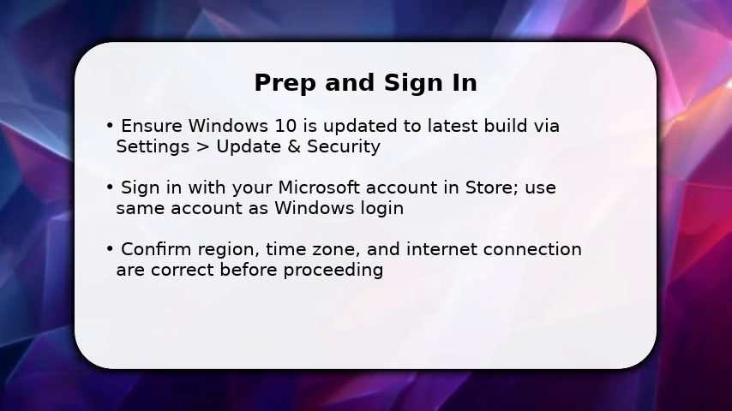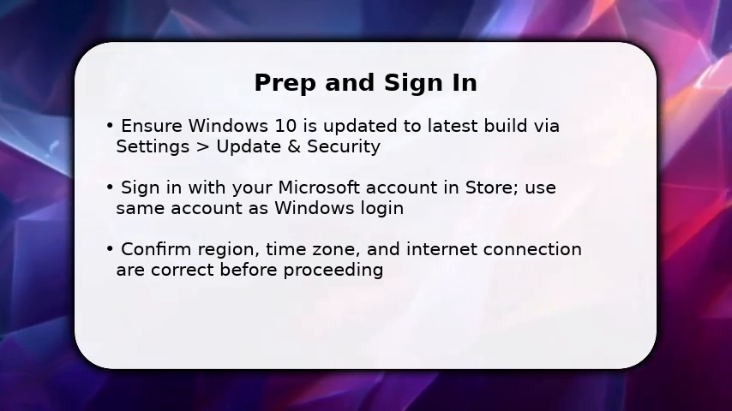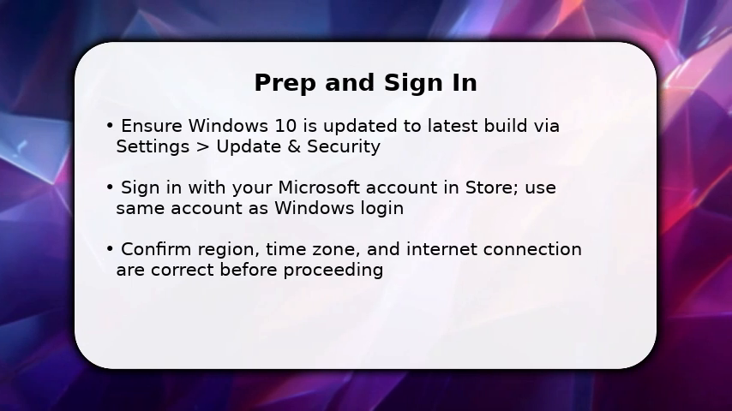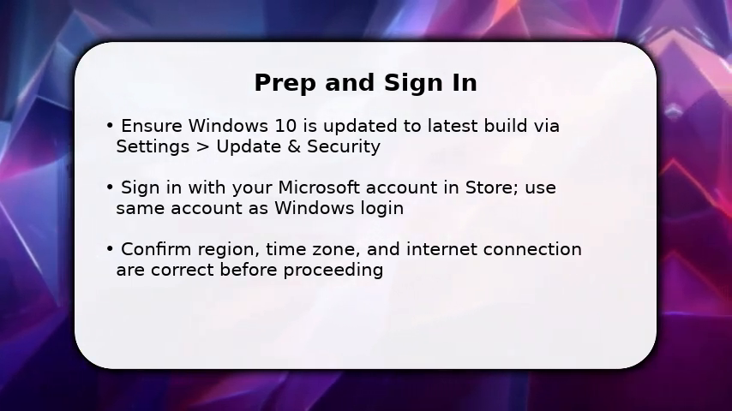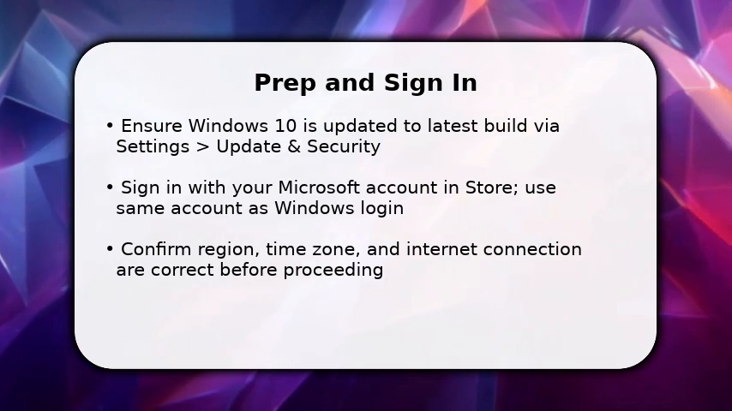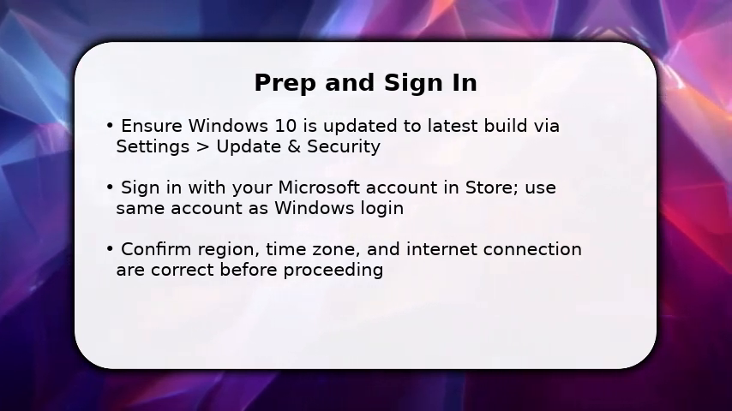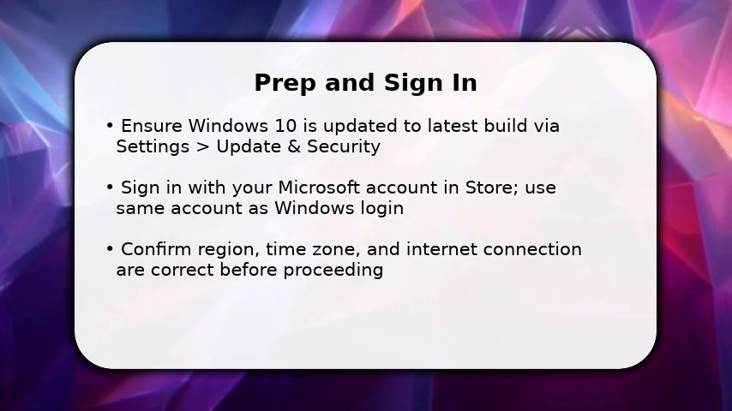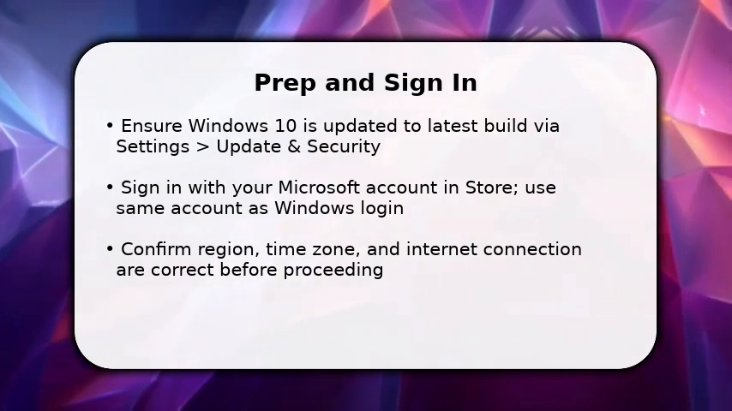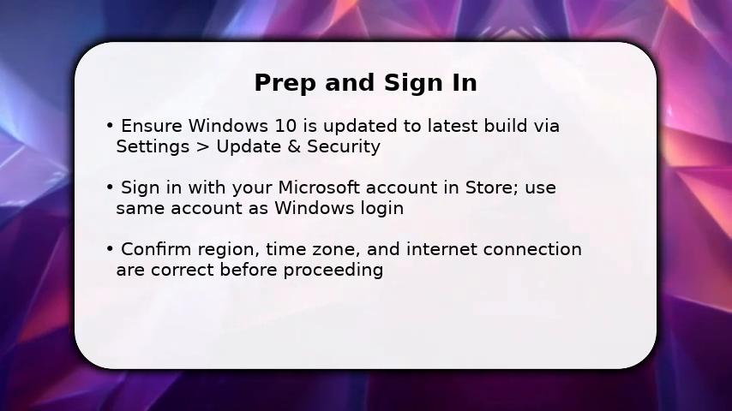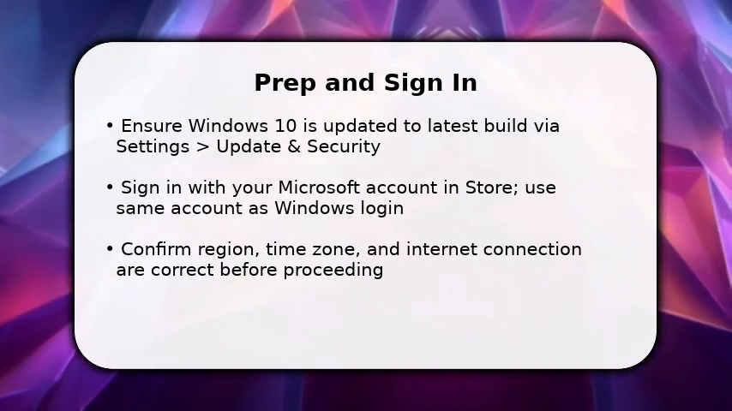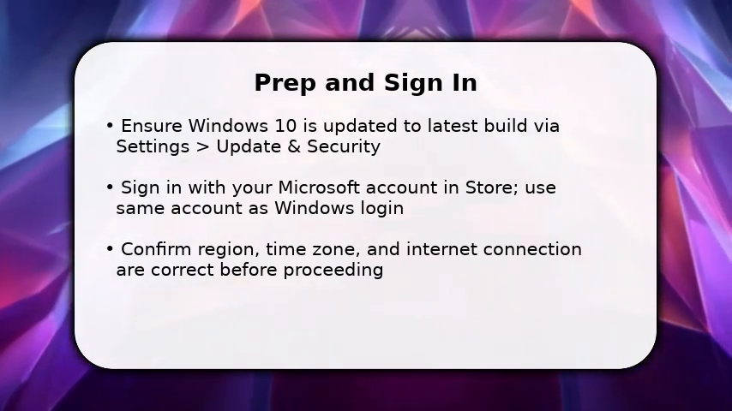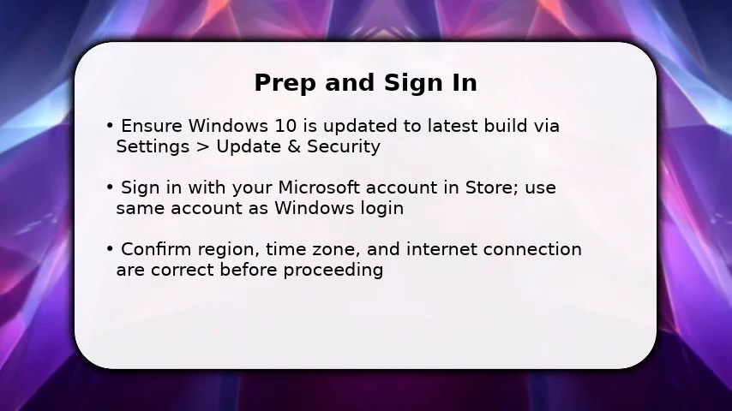You start by making sure core prerequisites are already set so the store can work reliably. First, run Windows Update and install pending updates. This prevents compatibility glitches. Once done, open the Microsoft Store and sign in with your Microsoft account. Use the account you normally use for purchases. Make sure your region and time zone match your Microsoft account settings and verify a stable internet connection. These small items avoid purchase or download errors later.